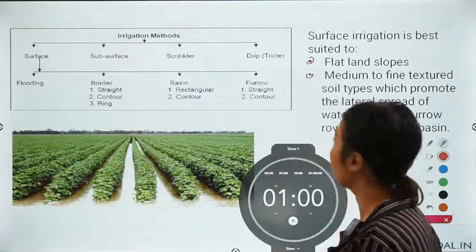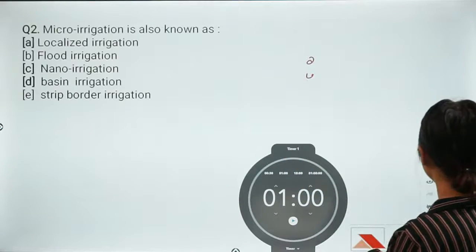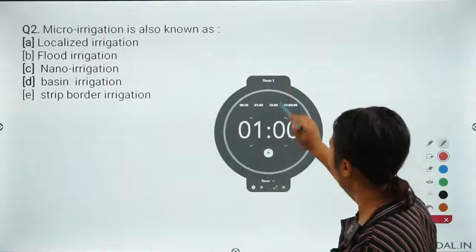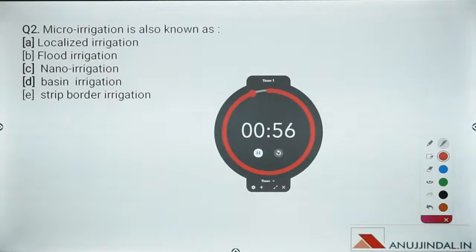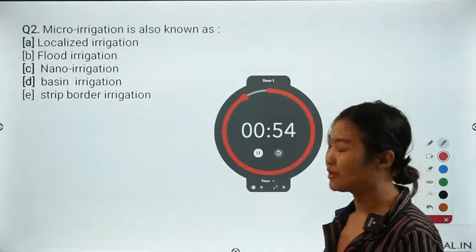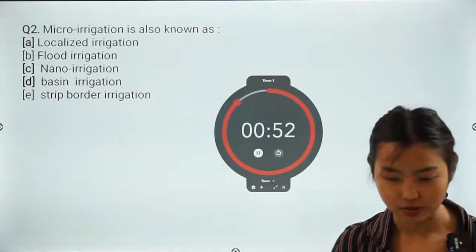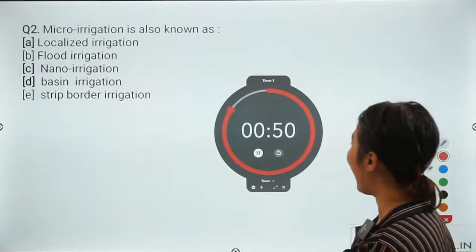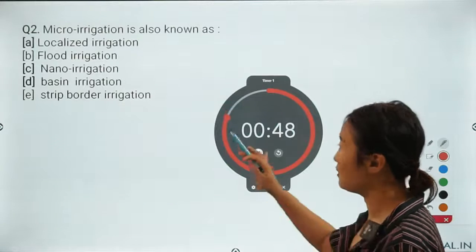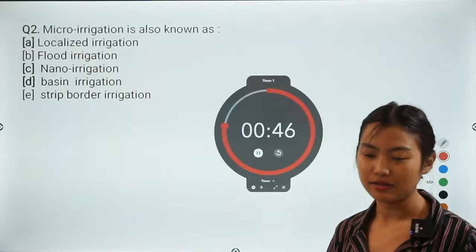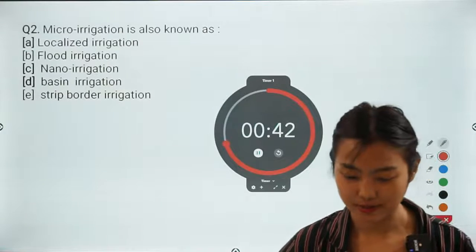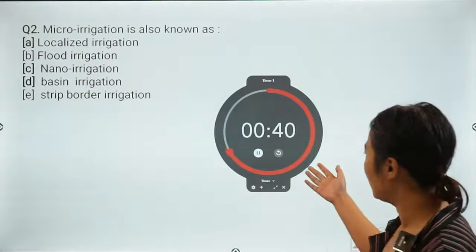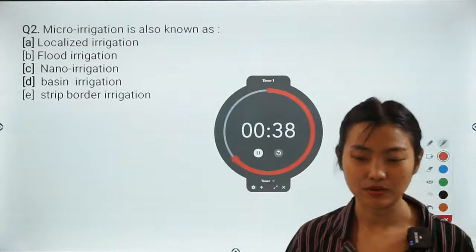So let's just go to our next question. I'm just going to start off with a timer. And the question here is on micro irrigation, which is also known as, the options are given here. Please start answering the questions. It's fairly easy, so you may be able to answer this quickly as well. So I'm just going to give you another 10 or 15 seconds.